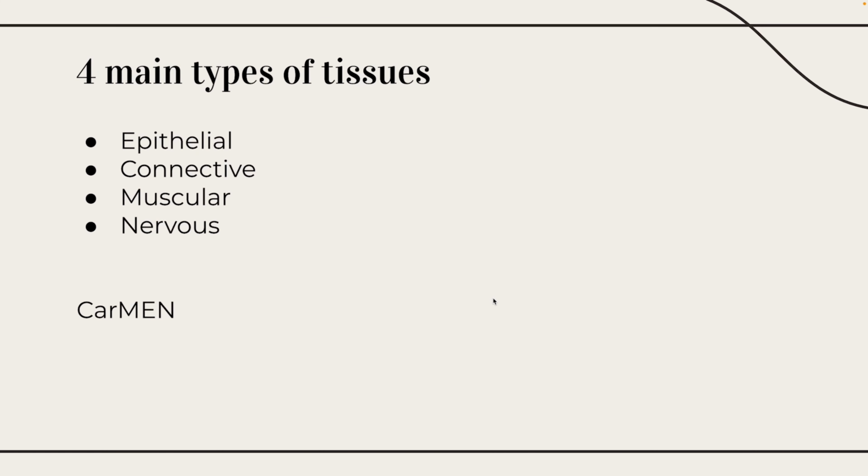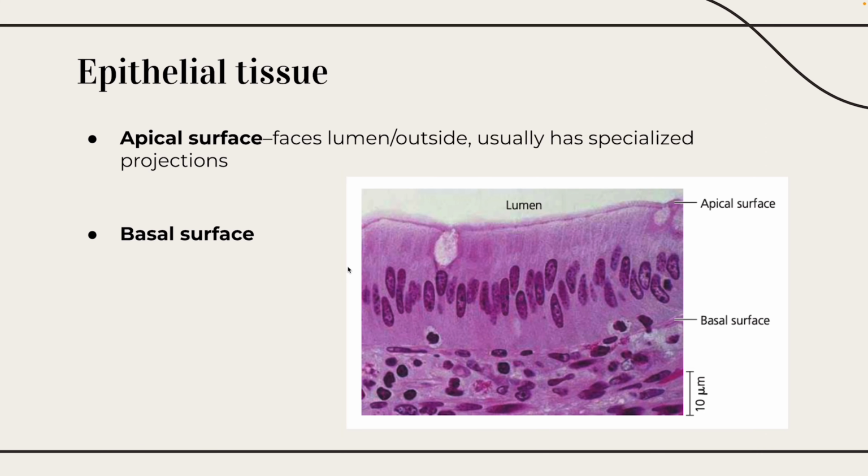All right, so now there are four main types of tissues in an animal. Those are epithelial, connective, muscular, and nervous. It may come in handy for you to remember all of these, whether it be for Science Bowl or for USABO. The acronym I have here is CARMEN, like the opera. CMEN stands for each of these.